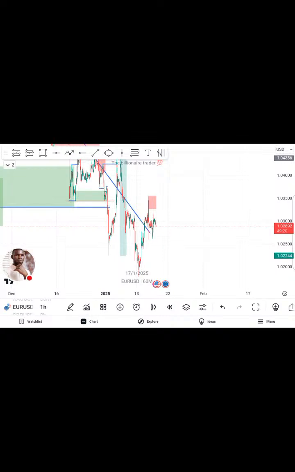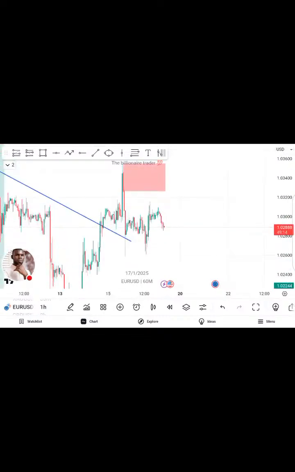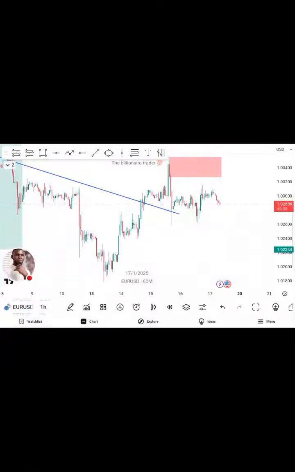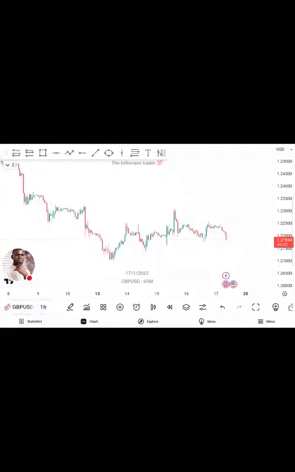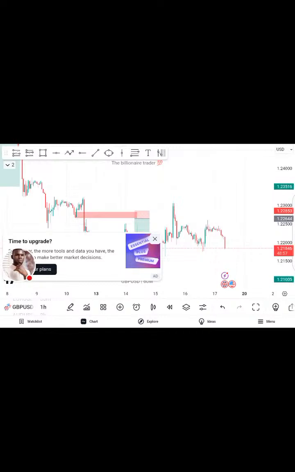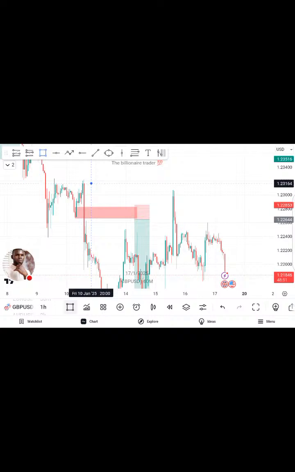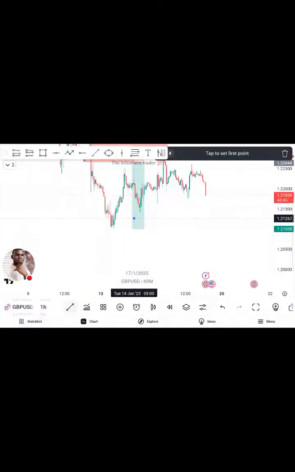So this EURUSD, I don't really have much on EURUSD. The same thing with GBPJPY. I was expecting that price should respect this breaker block. However, price respects the other block instead. So the breaker block failed, and this low is the next target.